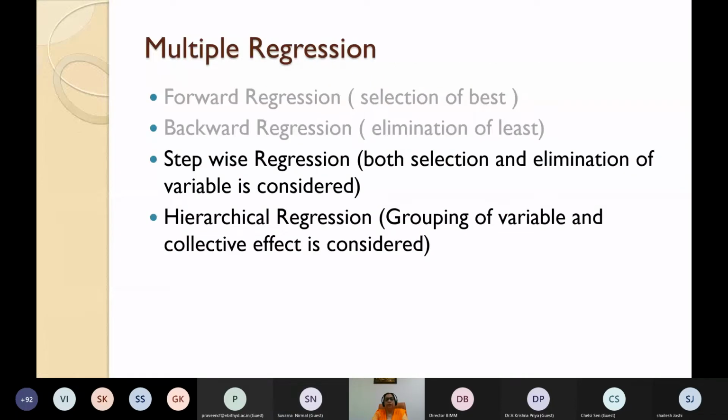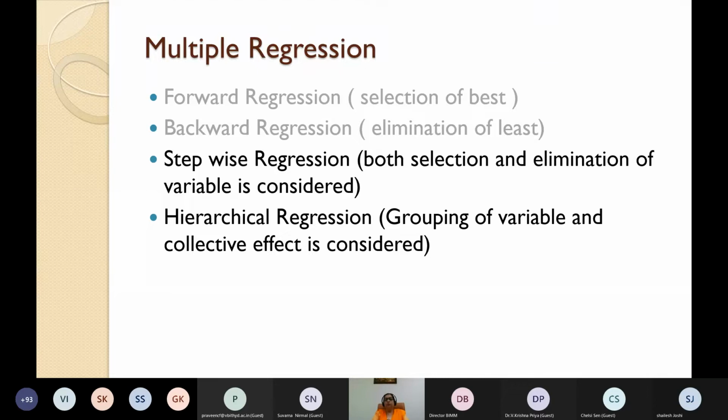So stepwise regression we are going to discuss. Yesterday you must have discussed the forward regression and the backward regression. We are going to again make use of the forward and backward regression for the stepwise regression method, wherein both selection and elimination of variables are considered. When you talk about selection of variables, we call it forward regression, and when you talk about elimination of variables, we call it backward regression. So in stepwise regression, we make use of both the forward and the backward regression techniques.